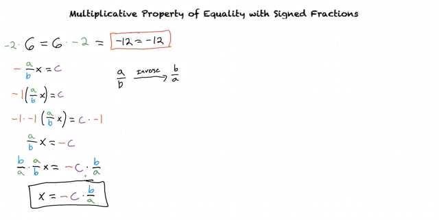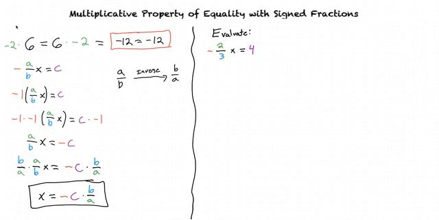That had a lot of letters in it. Could we do an example with real numbers? Sure, let's try this one. Evaluate negative 2 over 3 x equals 4. We want to take out the negative first, right? Right. We can do this by multiplying both sides by a negative 1. We get negative 1 times negative 2/3 x equals 4 times a negative 1, which we can simplify down to 2/3 x equals negative 4.